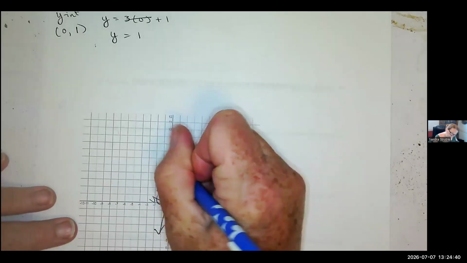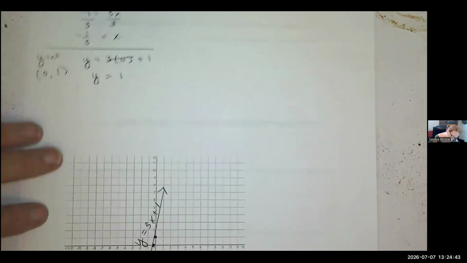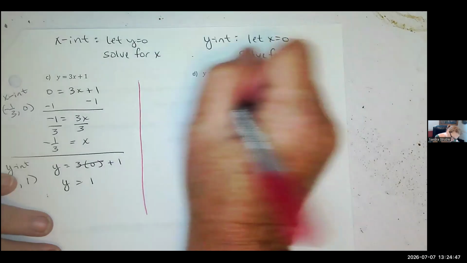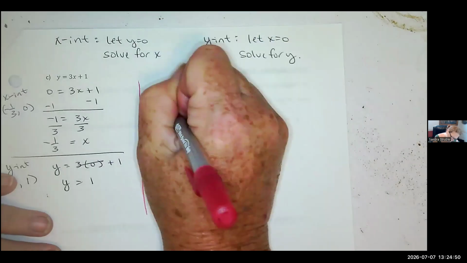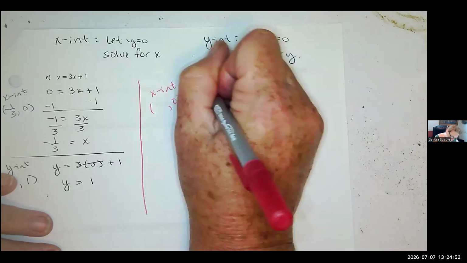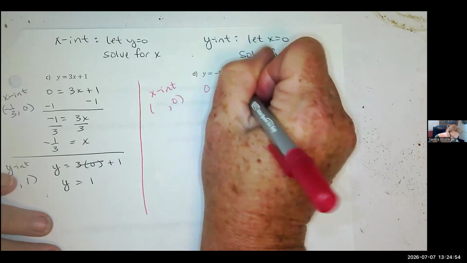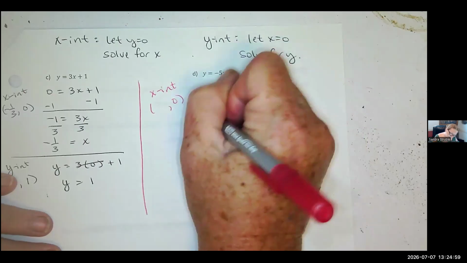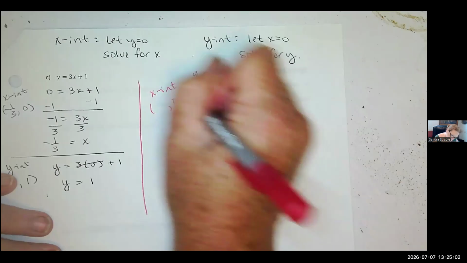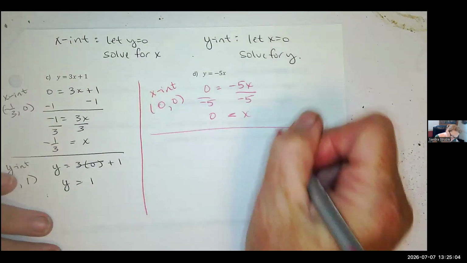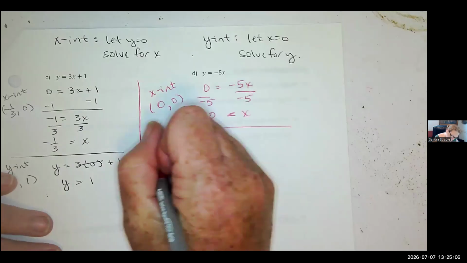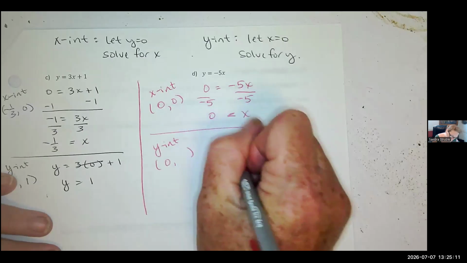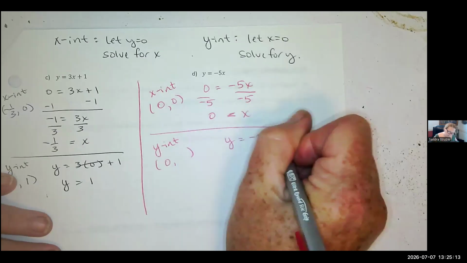It's a different flavor. For our x-intercept, please pause the video to attempt this one yourself. So let y equal 0. Divide both sides by negative 5. 0 divided by negative 5 is 0. So 0, 0 is our first one for our x-intercept. And then for our y-intercept, we're letting x equal 0. So y equals 0. It is the same.